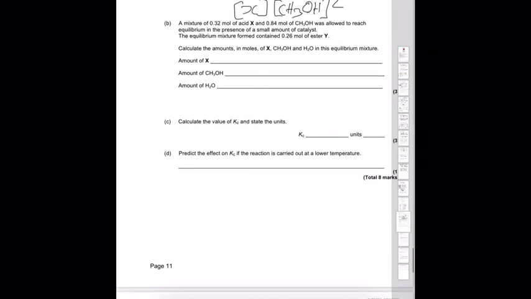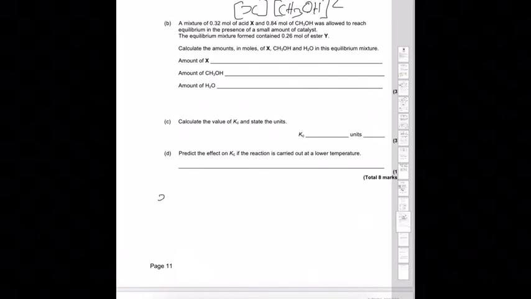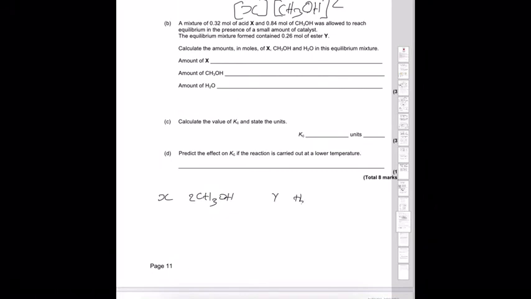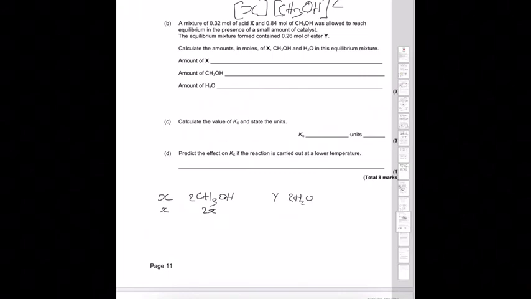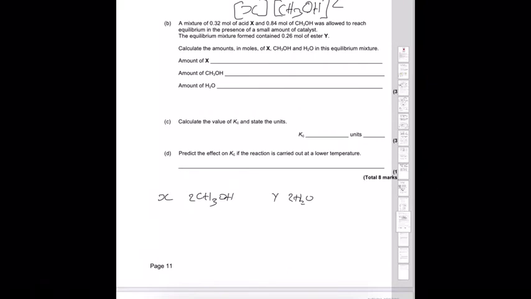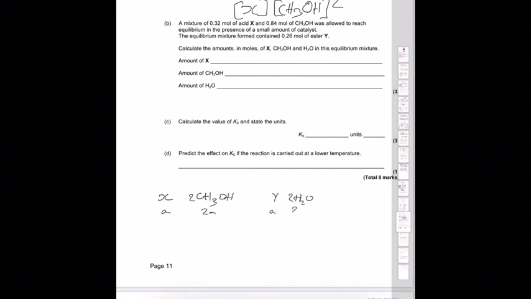Right, so they give us a mixture of X and ethanol. So what we need to do is write out the equation. We need to put down the ratio. I can't use X here because that's going to get confusing. Let's change that. I think we just call it A. So the ratio is A to 2A to A to 2A.